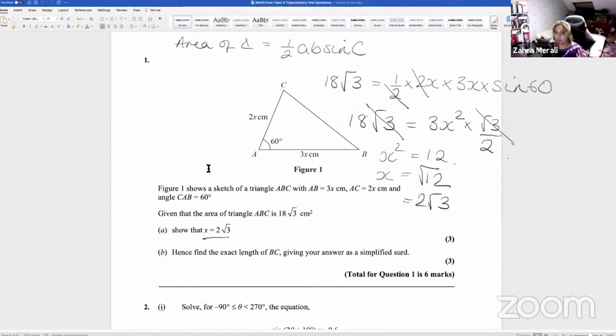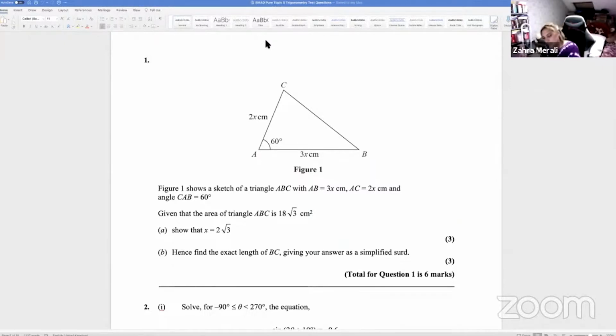Here we're going to use the cosine rule. Remember, the cosine rule is a squared equals b squared plus c squared minus 2bc cos A. This is going to be our small a, and then we can choose either as b and c. So we've got a squared equals b squared. Remember, x is 2 root 3, so that's going to become 4 root 3, and then 3 times 2 is 6, so that's 6 root 3.